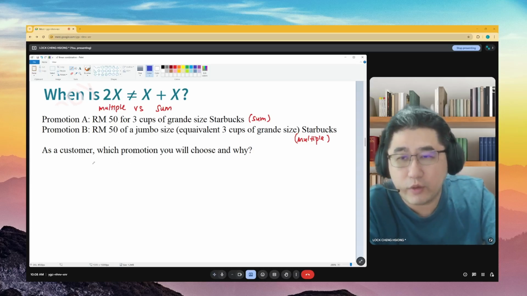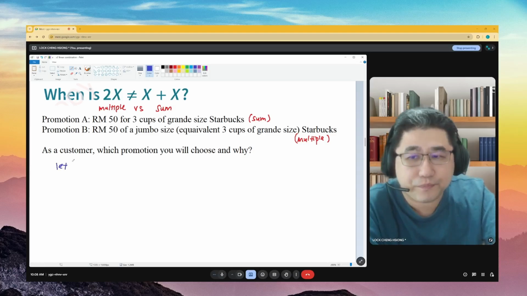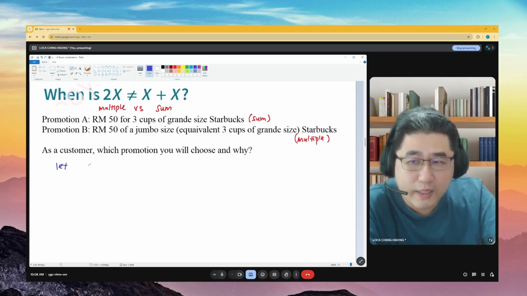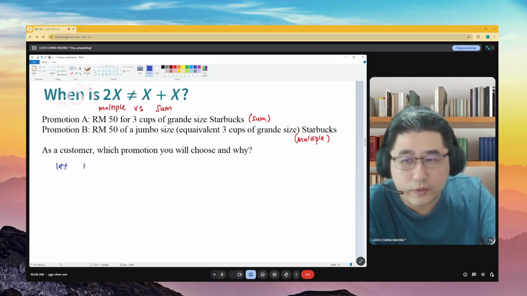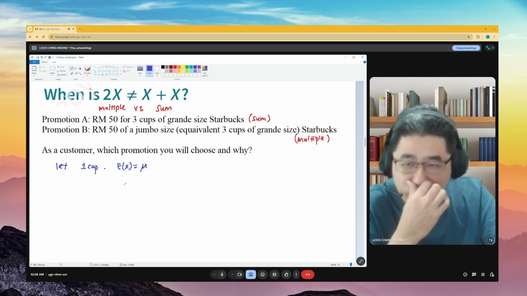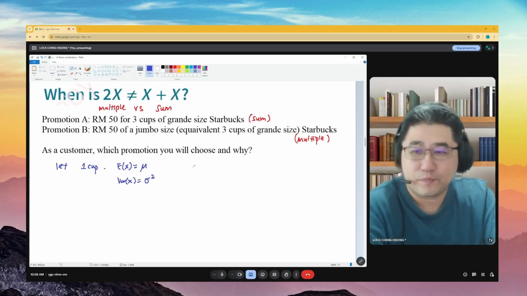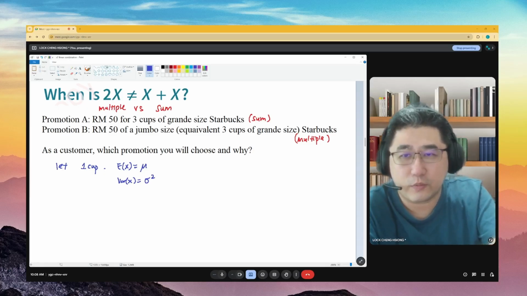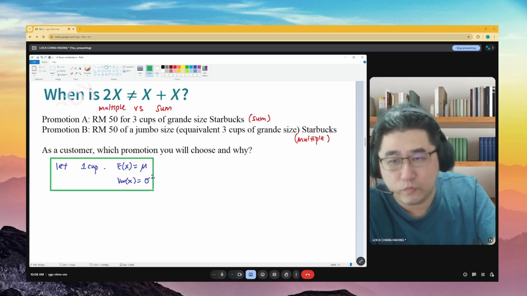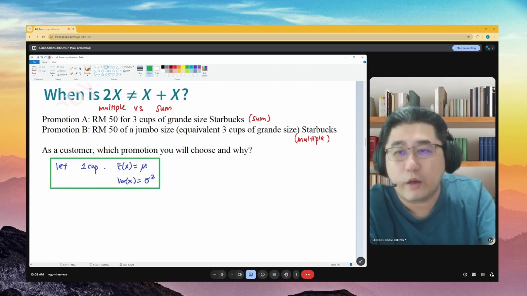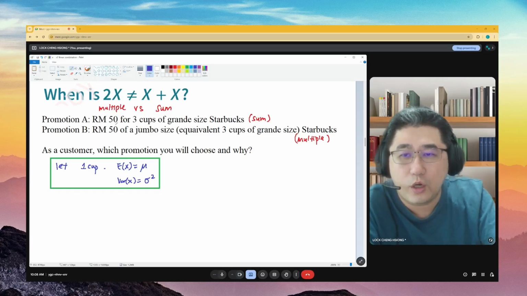First of all, for 1 cup, let the expected value of X be mu, and the variance of X be sigma squared. This is the setting that we set for the moment. And from here, we're going to start calculating, investigating the sum.